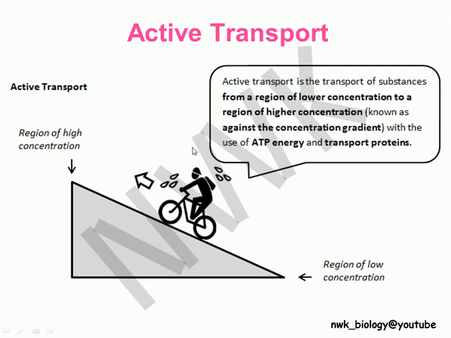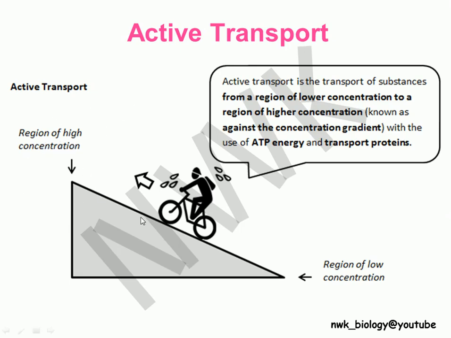Why? Because, for example, just imagine you are cycling up the hill. You are moving from a region of low altitude to a region of high altitude. You need to push a lot of energy, then only you can move up the hill. So this region is just representing the region of low concentration of solute particles, and this region represents the high concentration of solute particles.